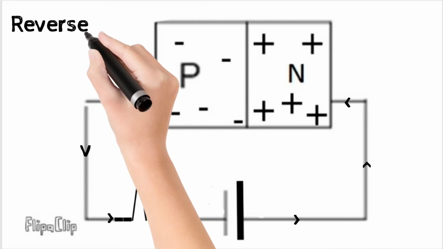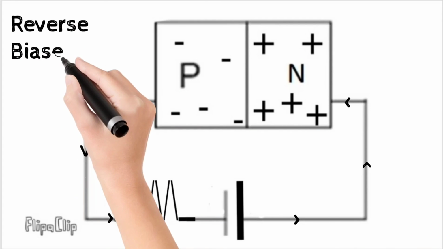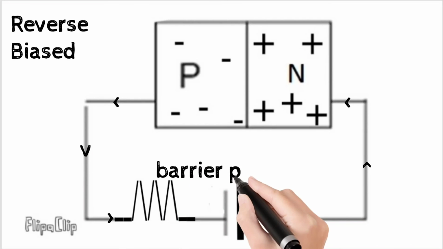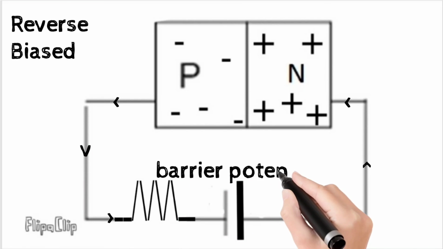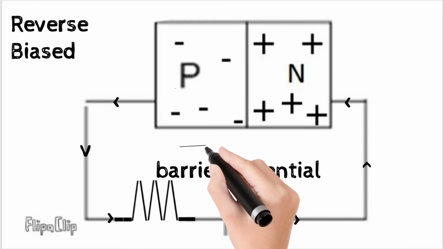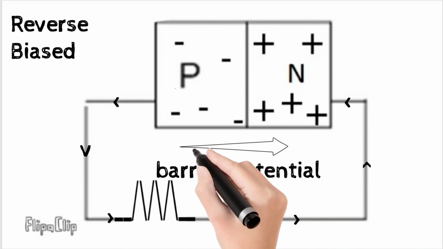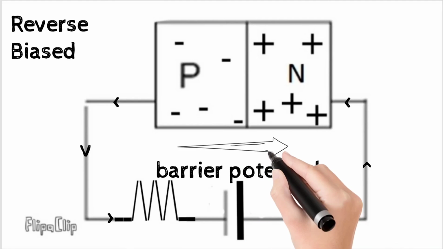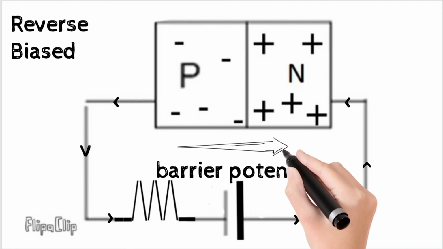Because the polarity of reverse biased barrier potential does not oppose the flow of holes from N-type to P-type region, and free electrons from P-type to the N-type region. As the number of minority carriers is very few, a tiny current flows from N-type end to P-type end in the diode. This current is called reverse saturation current.